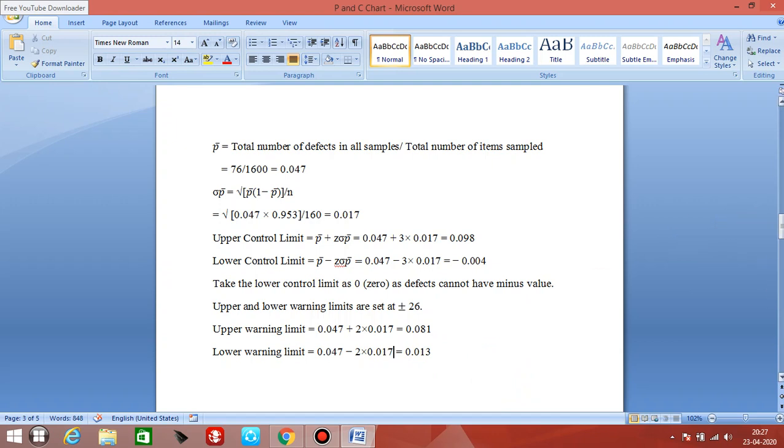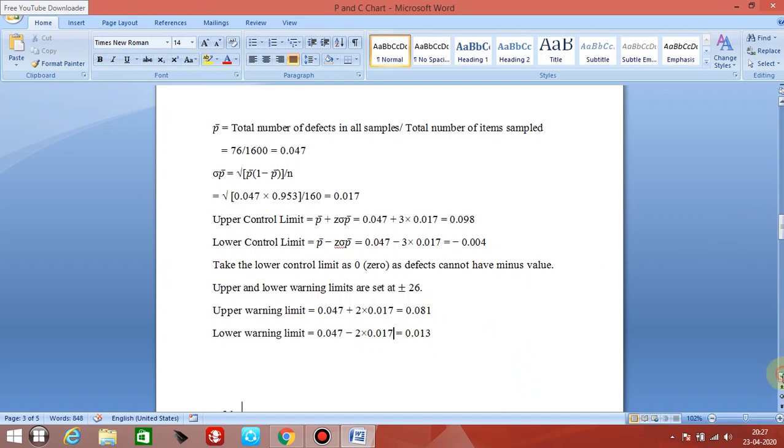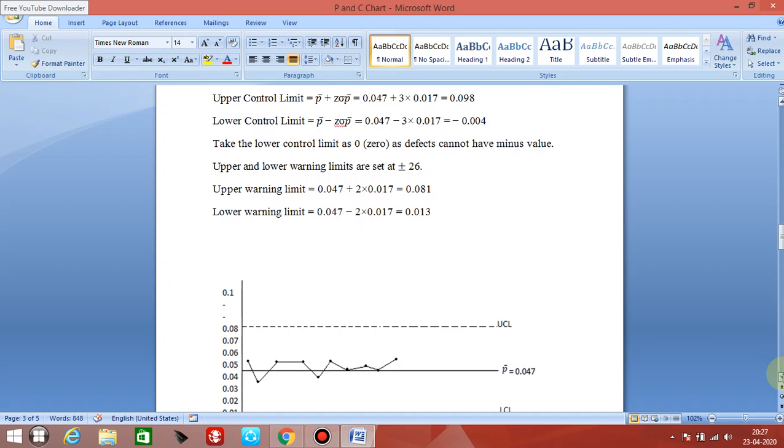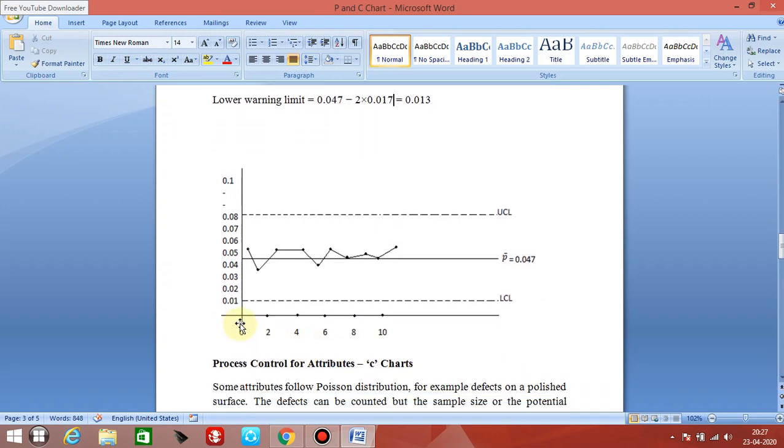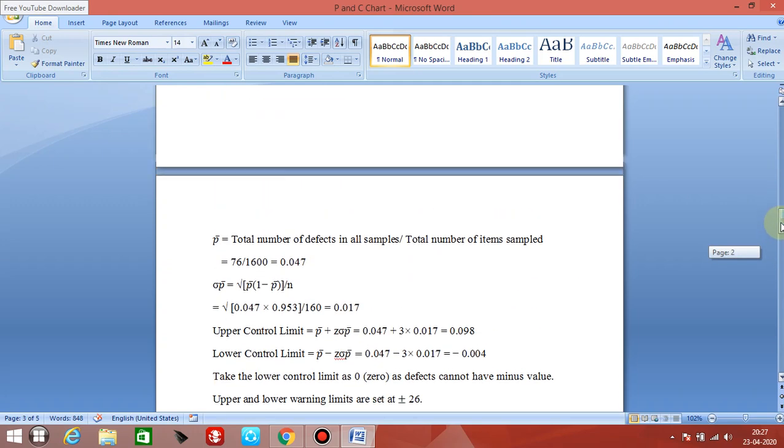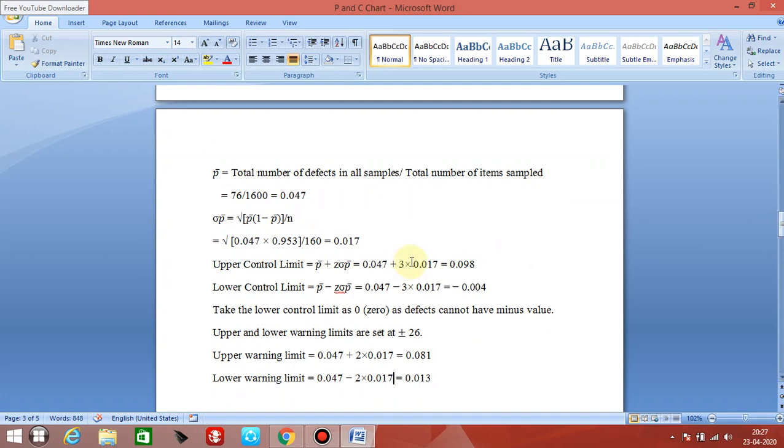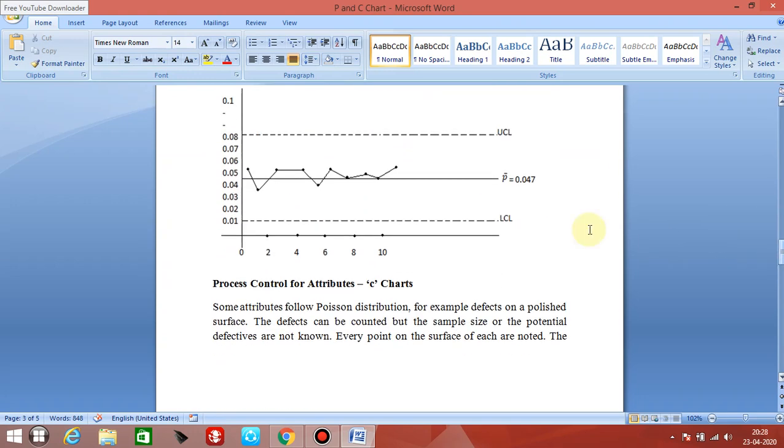Now we have to draw the chart. How will we draw the chart? Now this is the chart. Here we have the sample numbers, 0, 1, 2, 3, 4, 5, 6 up to this. This is the upper control limit that we have got, 0.098. Lower control limit is 0.